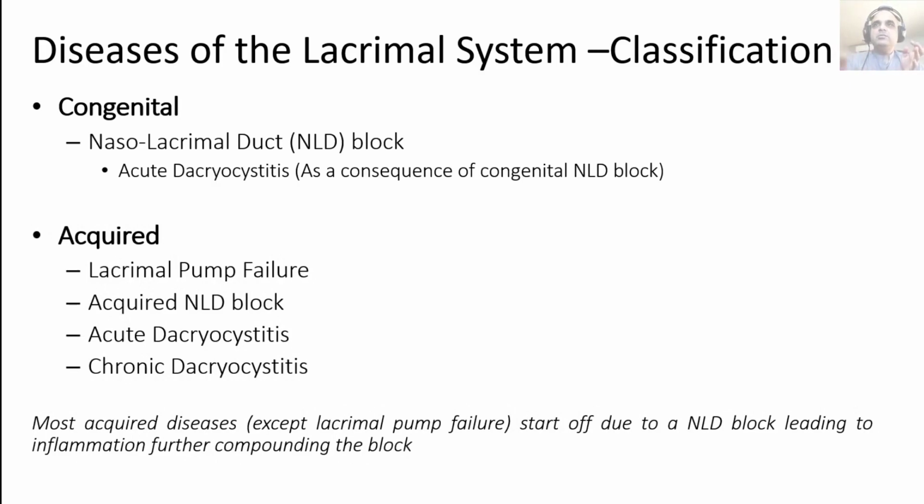Now, the thing to remember here in the acquired conditions is that these conditions, excluding lacrimal pump failure, which has a different etiology, the other conditions start off with an acquired block of the nasolacrimal system, which then leads to an acute dacryocystitis, which over time would lead to a chronic dacryocystitis. So it's a block first leading to inflammation, and that inflammatory process makes the block worse because inflammation eventually is going to be associated with fibrosis, which would make that block even worse. So it's a block followed by inflammation, which makes the block worse.